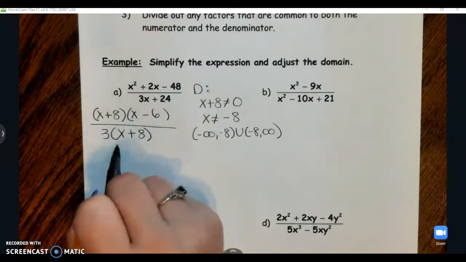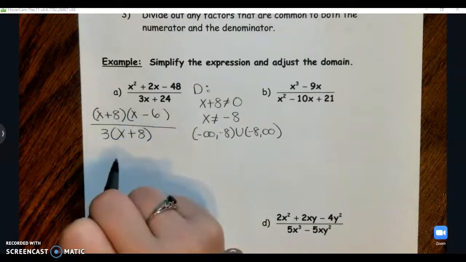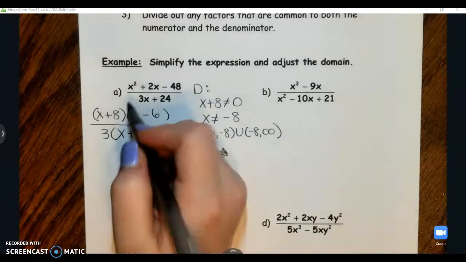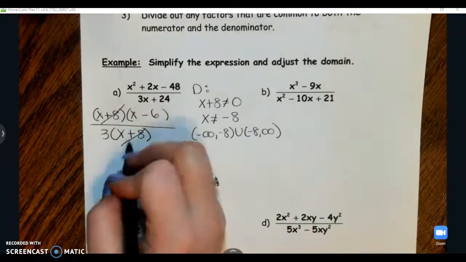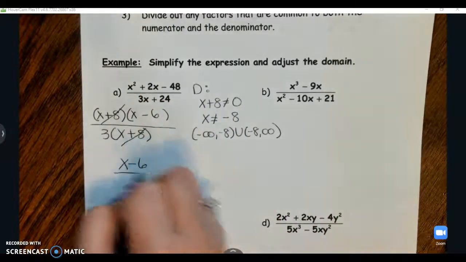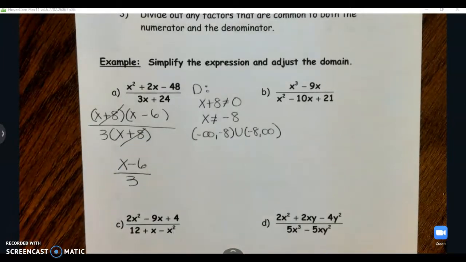So like x plus 8 and x plus 8, those are protected by parentheses. That means I have multiplication happening here. So I can cancel those like terms, and I'm left with x minus 6 over 3. That is our final simplified rational expression.